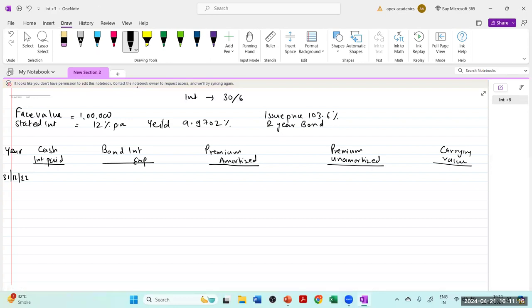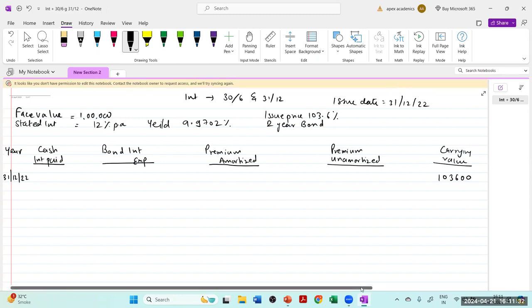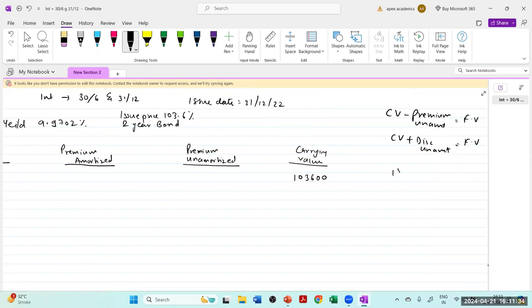Interest is due on 30th of June and 31st of December. The issue date is 31st of December 22. Clear? Okay, guys. The first carrying value is 1,03,600. I taught you that the first carrying value is always cash received or the issue price.